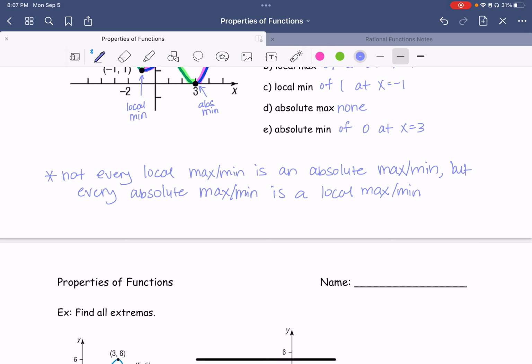Every local max is an absolute max, but not every absolute max is a... Did I write that wrong? No, I wrote it right. I just confused myself.